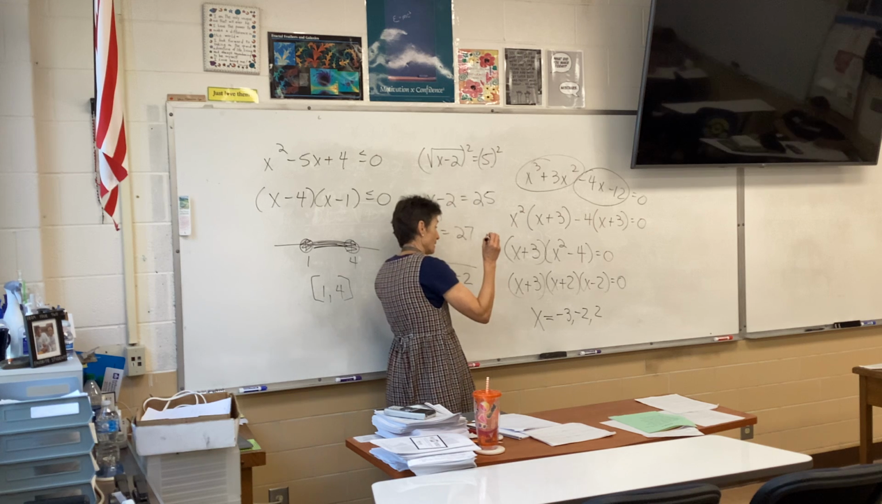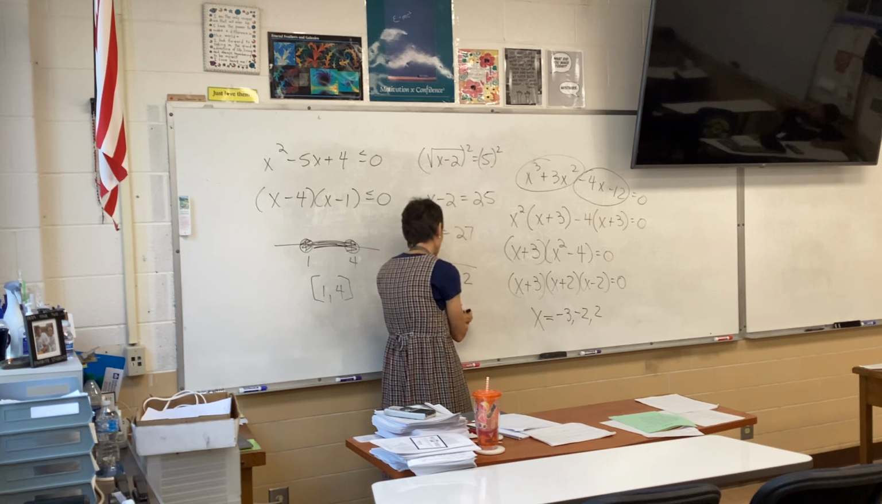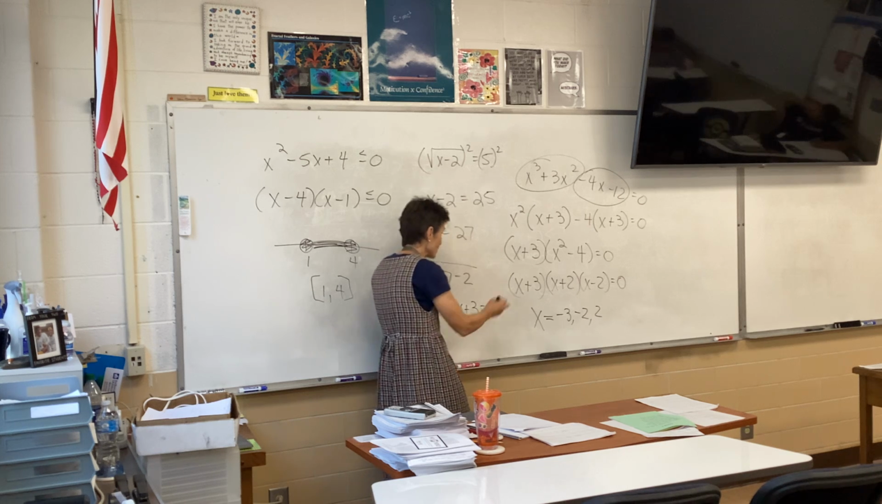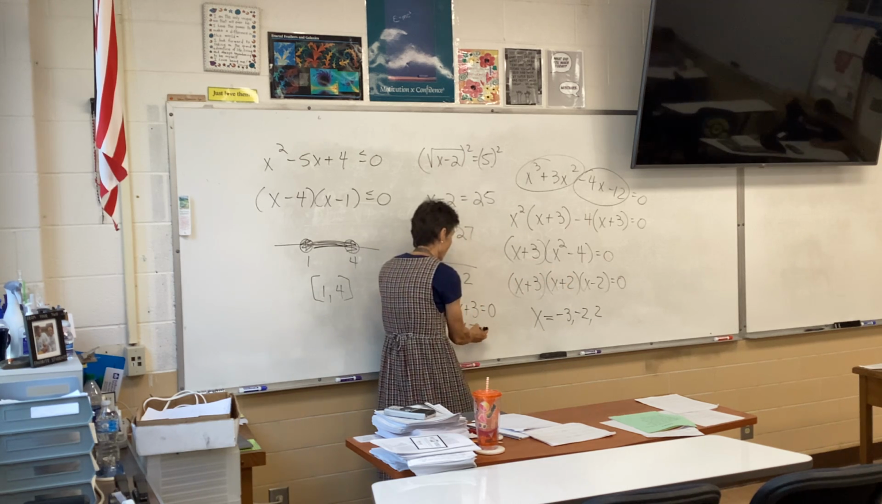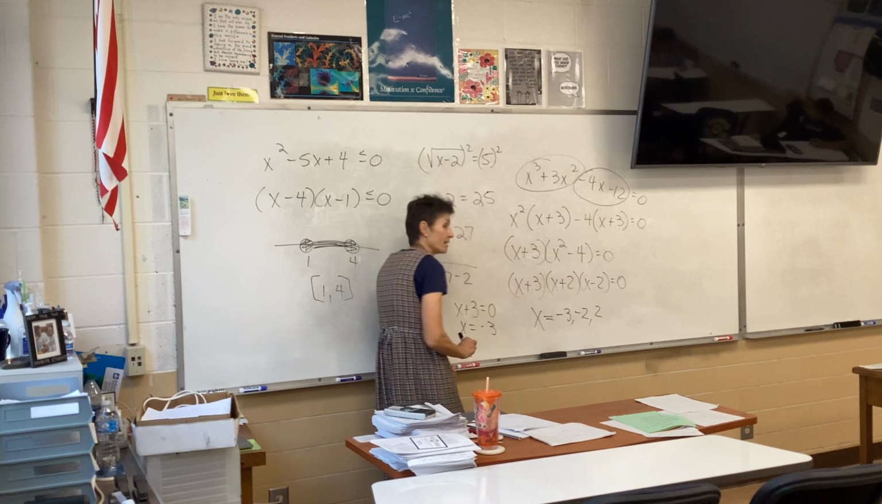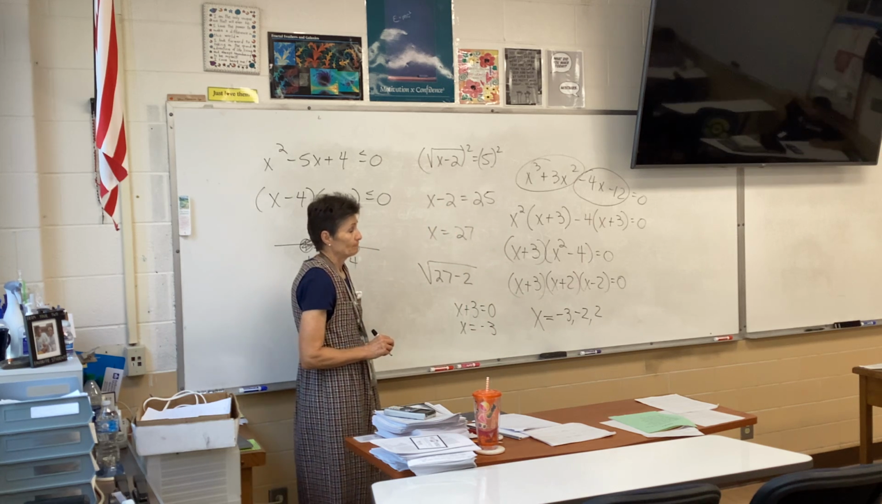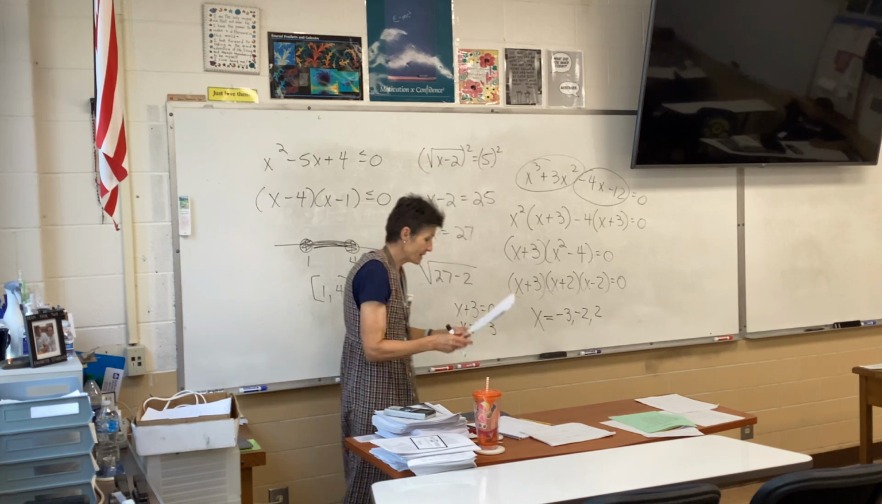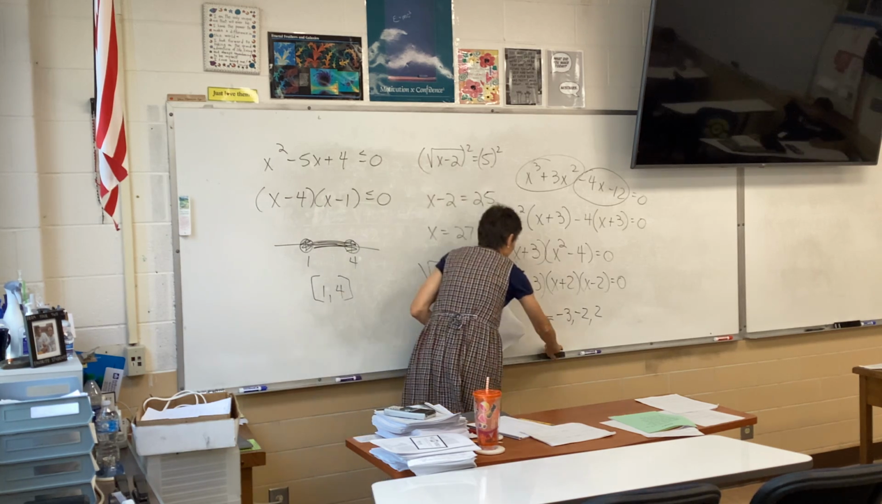Guys, I think we're at the point when we shouldn't have to write this out, but if you have to write it out, write it out. You set all those equal to 0 and solve. That's how you get negative 3, negative 2, and 2. Alrighty. Any question about that?